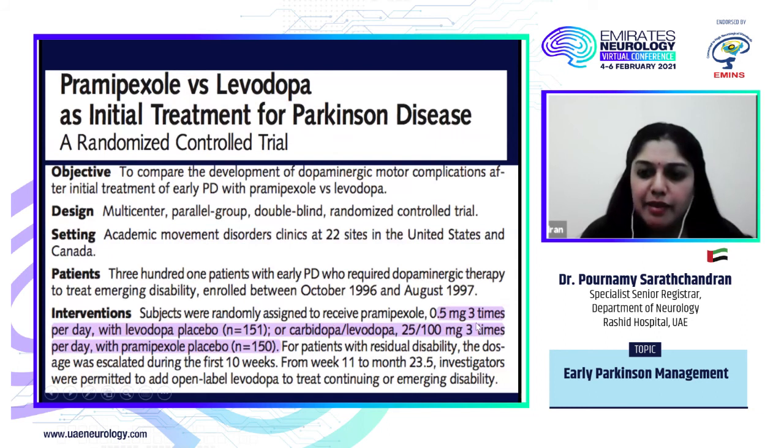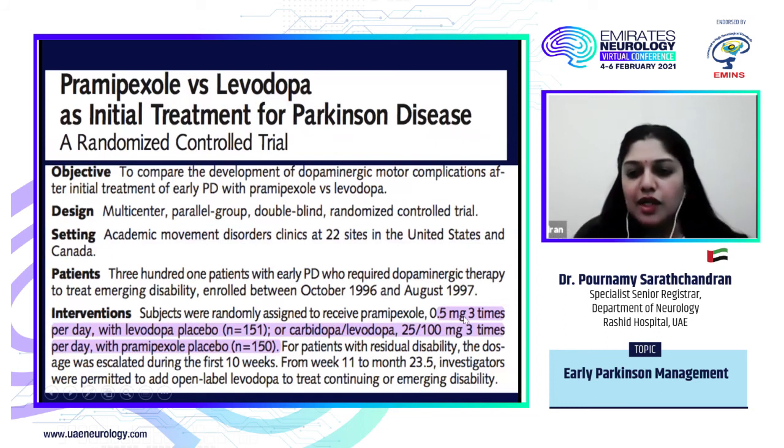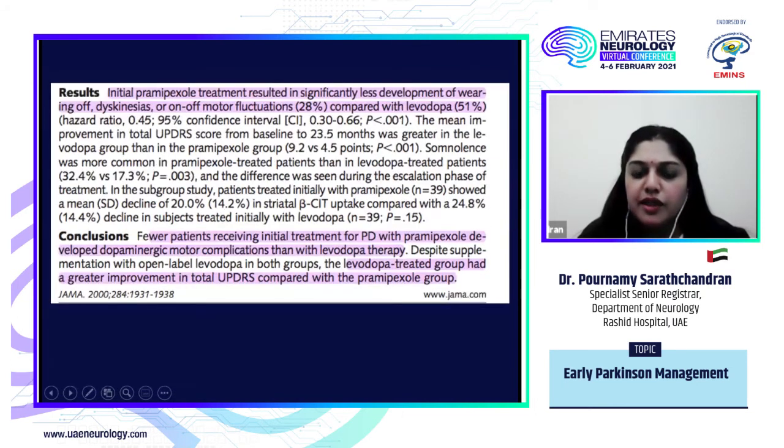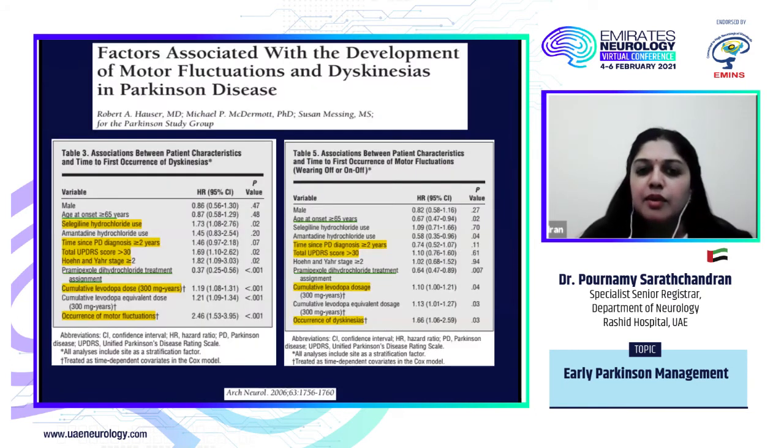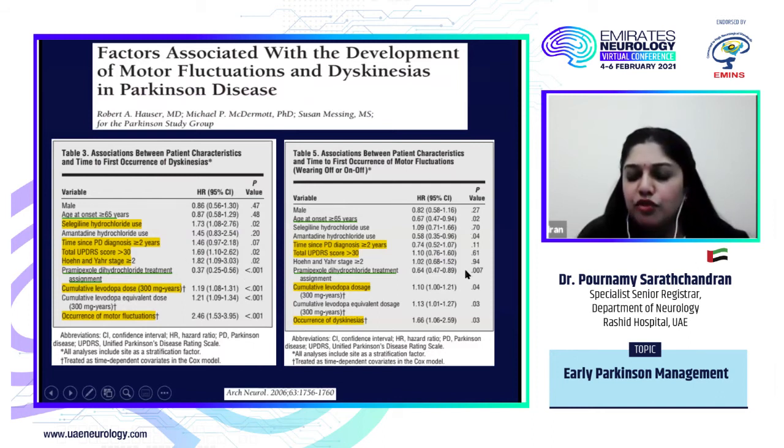But you see here, there is a bias. If you calculate the levodopa equivalent doses, the pramipexole group had a levodopa equivalent dose of 150 milligrams because 1 milligram of pramipexole is equal to 100 milligrams of levodopa. And the levodopa group received 300 milligrams. So the first group received half the dose of dopaminergic medication compared to the second group. So further trials were necessary. But the further trials also noted that with pramipexole treatment, definitely there is some delay in the occurrence of dyskinesias and motor fluctuations.